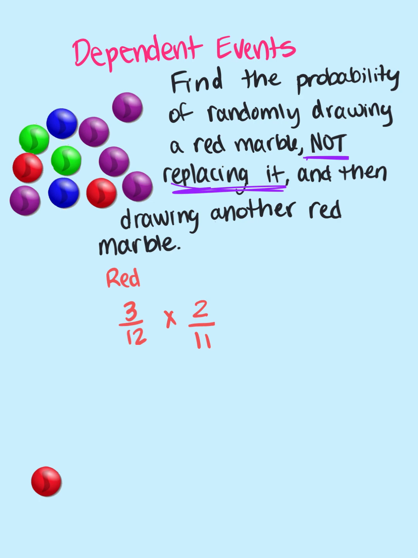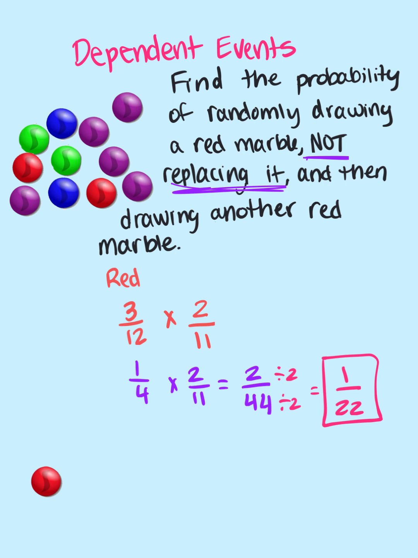Now I can simplify 3/12 to 1/4, and 1/4 times 2/11. You could cross cancel, but I'm not going to cross cancel this time. I'm just going to simplify at the end. I would do top times top, bottom times bottom, and I would get 2/44. I know I can then simplify that by dividing by 2, and I'm going to get 1/22. So the probability of getting a red both times is 1 out of 22.